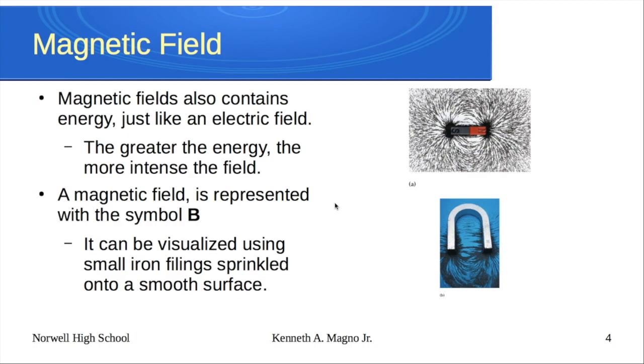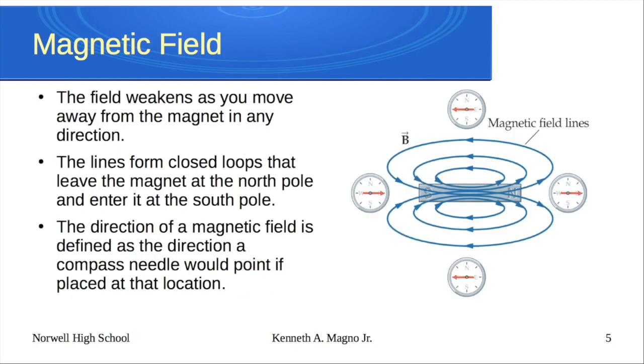Easiest way to visualize these is just using iron filings. So you'll see lots of images of iron filings with magnets, or small metal beads with magnets that you can put near it to see how strong it is. Another way to do this is you can also use compasses. So you can put compasses near the magnetic field. So if north is up here, you see it points this way, points this way, points this way, points this way.